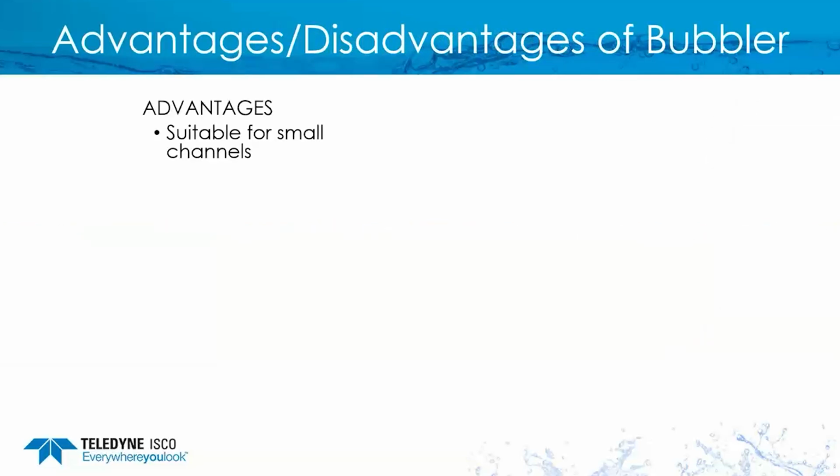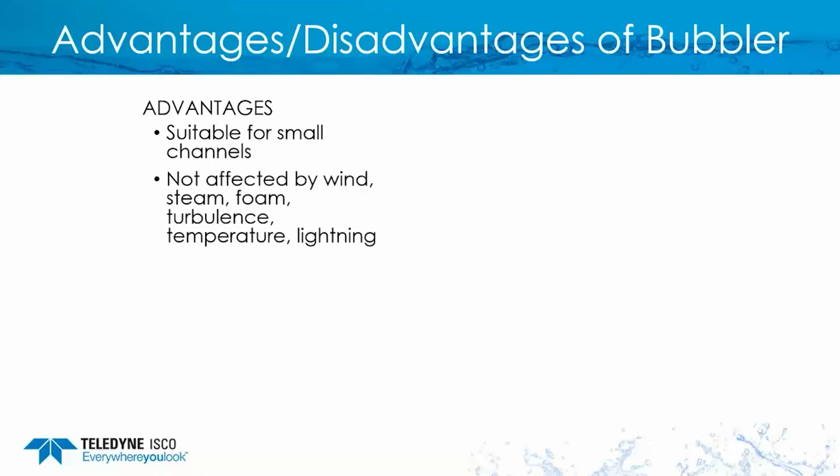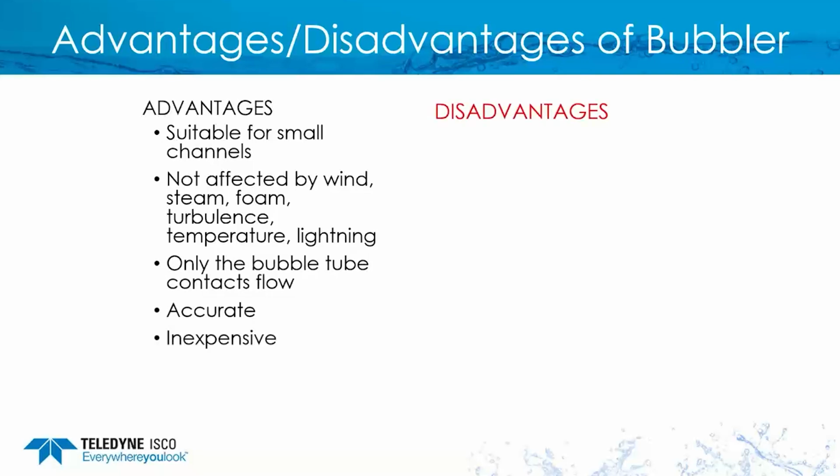So what are the advantages of a bubbler? Suitable for small channels. As you can see, it's just a 1/8 inch line that goes in the bottom of that channel. It's not affected by the wind, steam, or foam, or even lightning, because it's just a vinyl bubble line going into the bottom of the flow stream. So we have no electronics in the water, and only the bubble tube comes in contact with the flow stream. It provides accurate level readings, and the bubble line going into the flume is inexpensive. As far as maintenance, it makes it easy just to take that line out and clean it, or you can run compressed air through it to clean those lines.